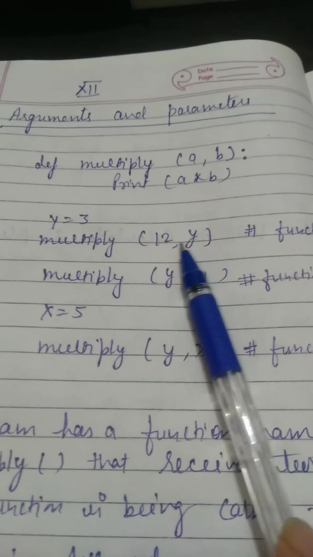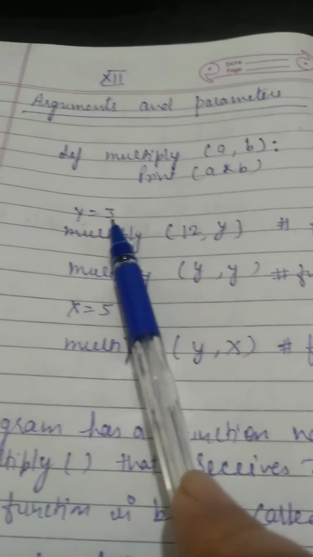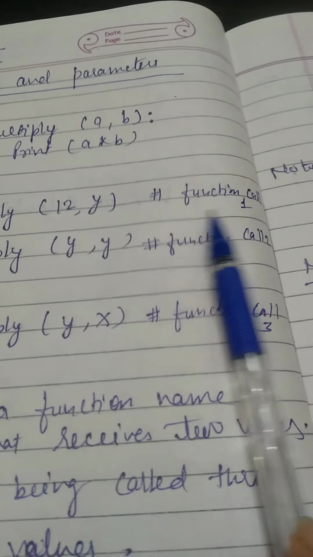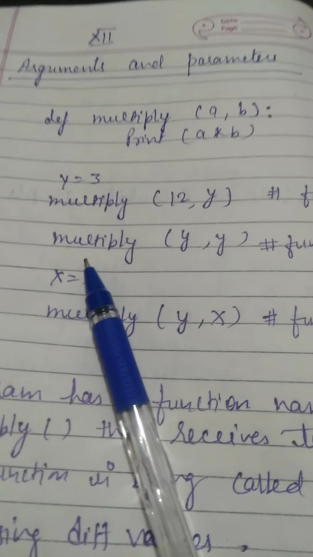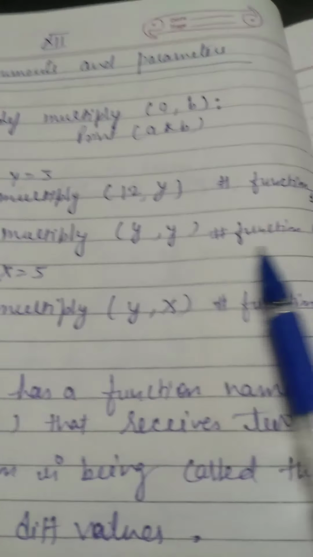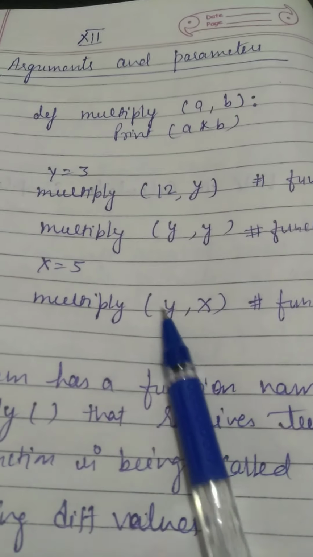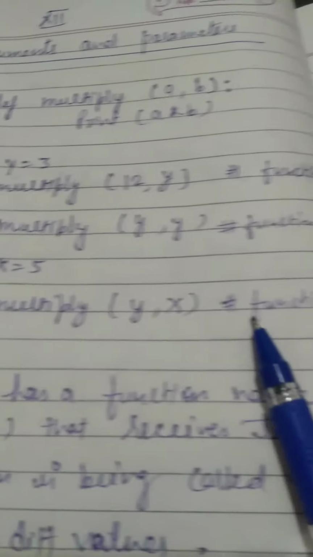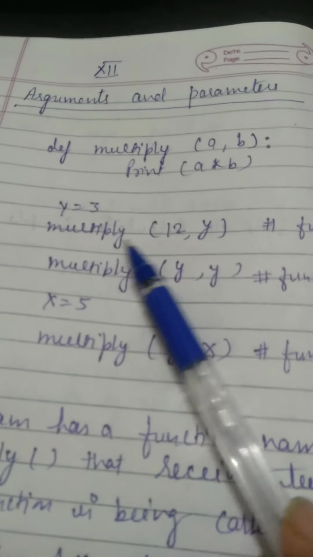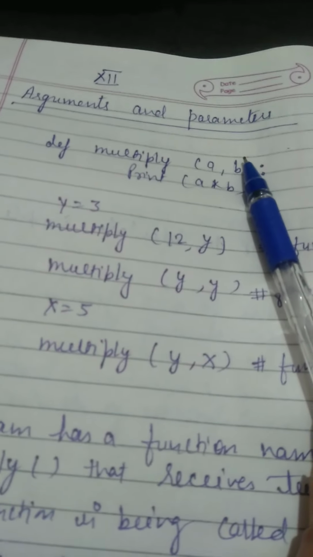Here y is equal to 3; we have initialized y with the value 3. Multiply 12 comma y means we have passed the value 12, and whatever y value we have taken here will be stored in the b variable. This is function call 1. This way we can also call the function multiply y comma y, passing the same value. This is function call 2. And x is equal to 5, multiply y, x means 3, 5. This way we have called this function definition. So this is the calling function, and this is the called function.